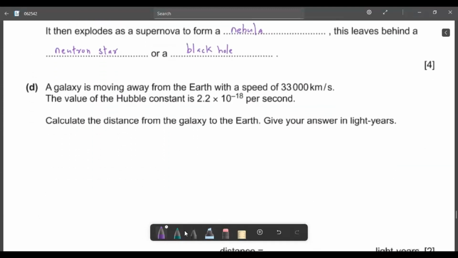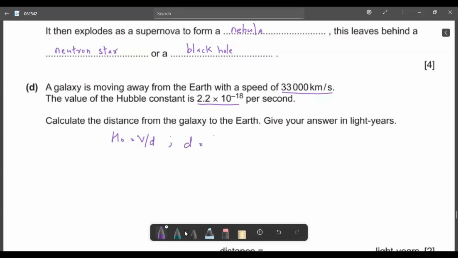A galaxy is moving away from the Earth with a speed of 33,000 km per second. The value of the Hubble constant is 2.2 times 10 raised to minus 18 per second. Calculate the distance from the galaxy to the Earth. Give your answer in light years. So Hubble's constant H0 is equal to v by d. We need to find the distance d.